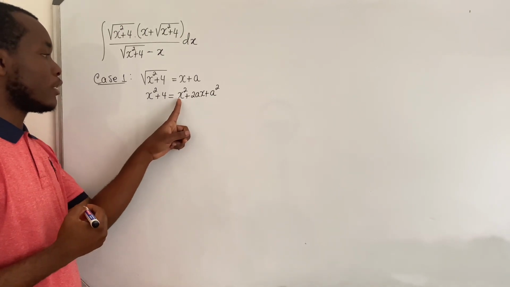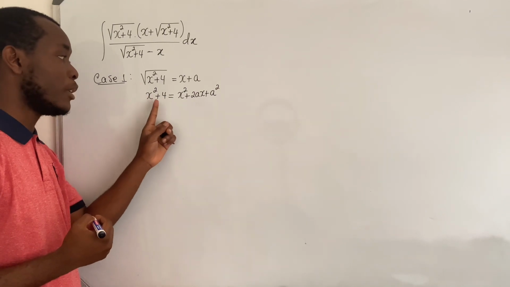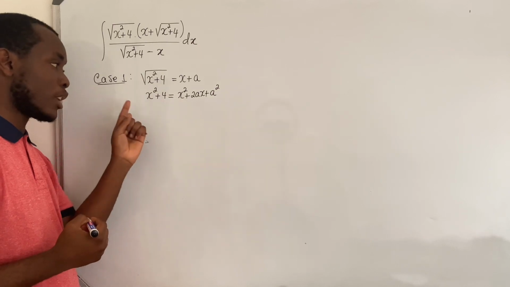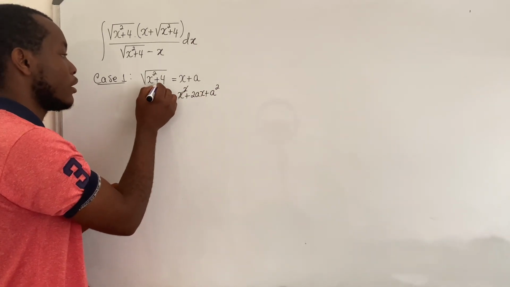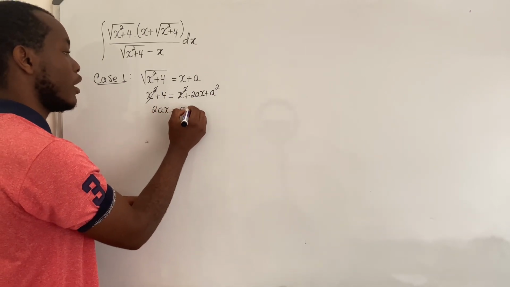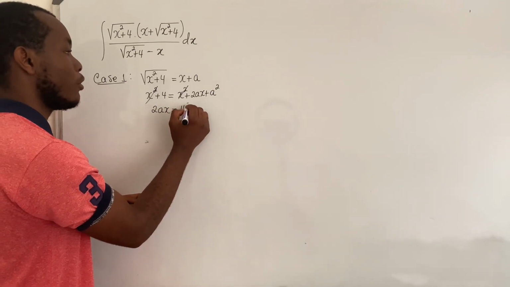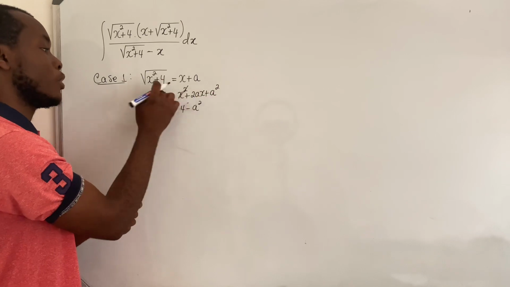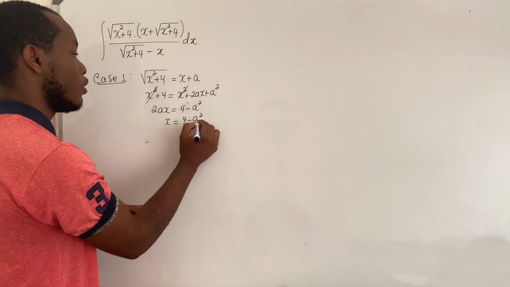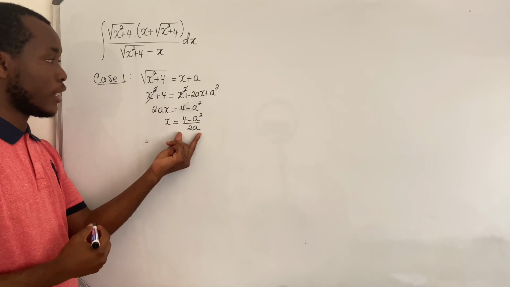Now we see that we have x squared on the right side and x squared on the left side. We can cancel out both of them because they are symmetric in relation to the equality. Then to isolate x, we're going to have 2ax equal to 4 minus a squared, because this was sent to that side. And x is equal to 4 minus a squared all over 2a, because 2a is multiplying and comes to this side dividing.